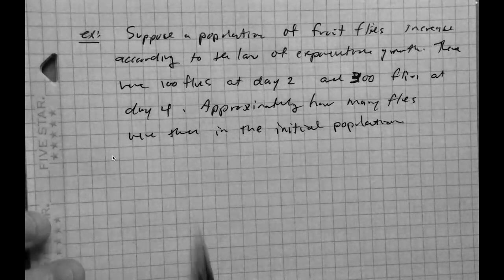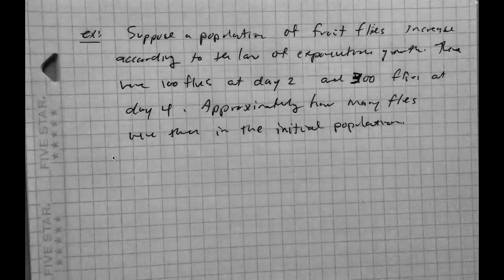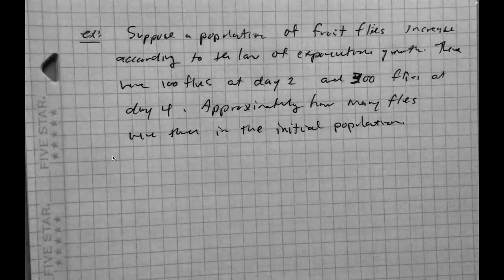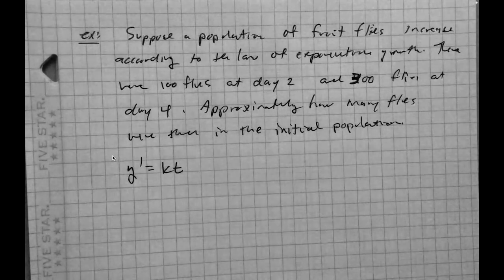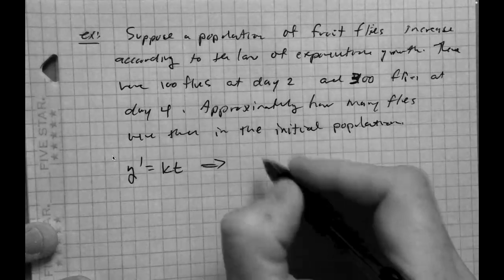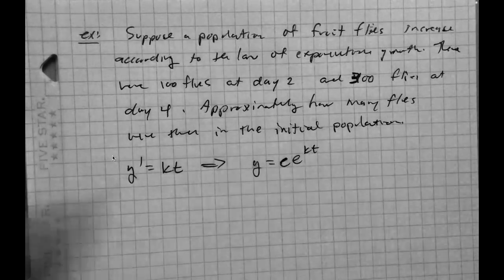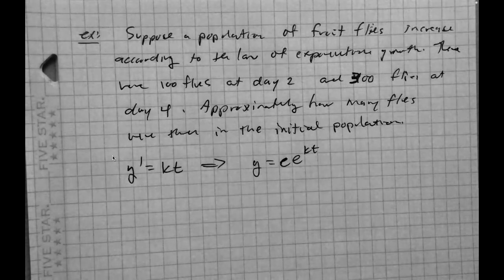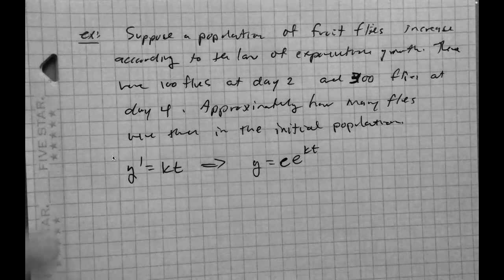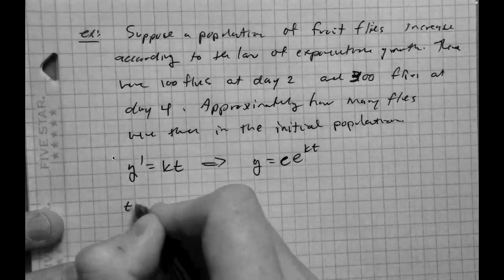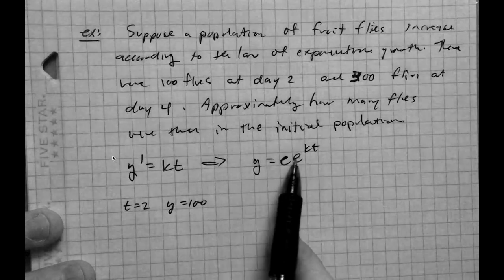Okay, so suppose a population of fruit flies increases according to the law of exponential growth. That's code for y prime equals ky. And that of course means that y equals c e to the kt is our model. Okay, that's the model. And we have the initial conditions. So t equals 2, y equals 100. And so we'll start with that one, right?